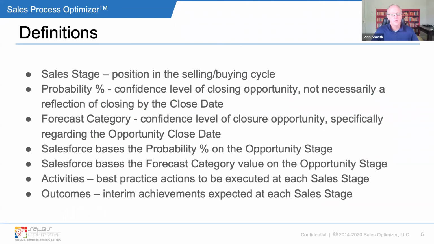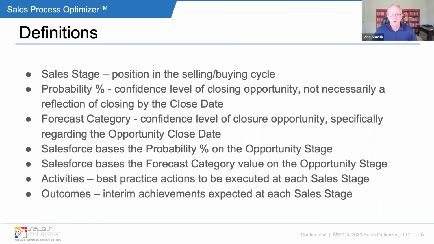We're going to be talking about sales stages and best practices. And that is simply the process you are in your selling cycle or the buying cycle for your prospects and clients. Probability, percentage, that's just your confidence level that you're going to close an opportunity. Now, I just want to make sure we have the terminology right. This doesn't necessarily reflect the probability you're going to close it on a certain date.